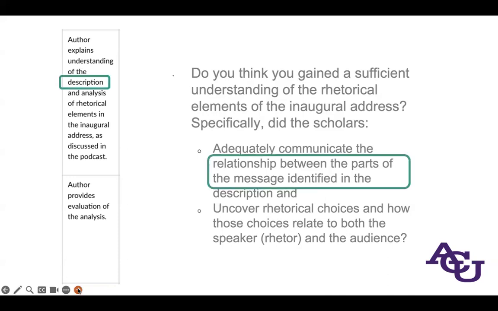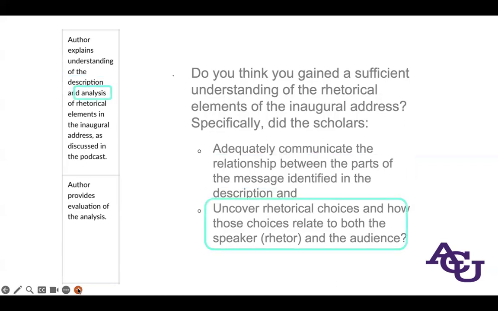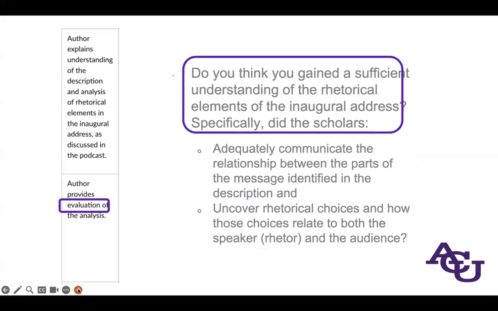The part about description is going to be revealed as you explain the relationship between the parts of the message identified, meaning how the podcasters describe the parts of the message of the inaugural address. Your understanding of analysis will be revealed as you discuss rhetorical choices and how those choices relate to both the speaker, rhetor, and the audience. In other words, how the podcasters analyze the rhetorical choices of the inaugural address. The part about evaluation is coming from the top question. Do you think you gained sufficient understanding of the inaugural address based on the podcaster's description and analysis?